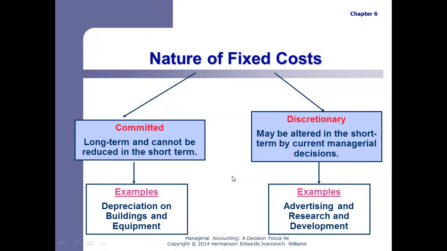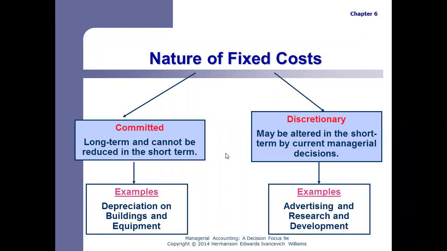Okay, so you remember the concept of fixed costs, and those were costs that did not change with changes in volume. There's two kinds of fixed cost. One type of fixed costs are committed fixed costs. So these are costs that can't be reduced. Okay, so fixed costs are there. Nothing can be done to change that.